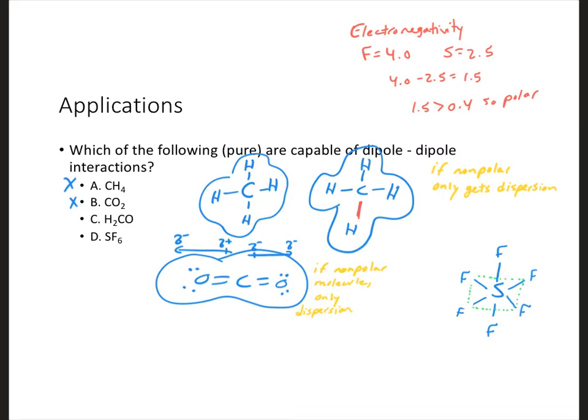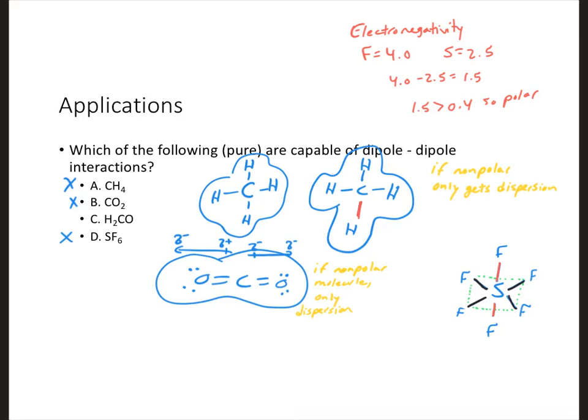No, it is not a polar molecule because we've got a dipole pointed straight up and pointed straight down. Those cancel out. And then we have 4 dipoles pointed at the 4 corners of a square. So those are going to cancel each other out because they're all equal in opposite direction. So it's a nonpolar molecule. So this one also is not going to be able to do dipole-dipole interactions.